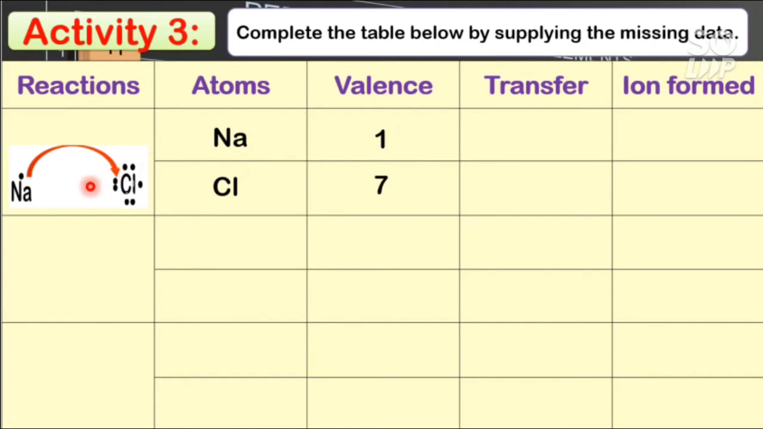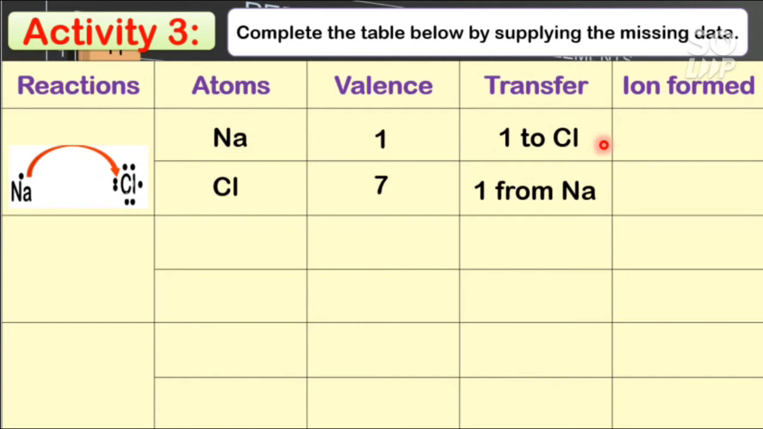How does the transfer happen? Clearly in our diagram, sodium transferred the electron to chlorine. How many? Only one, because you can see here one dot only. That represents an electron. Take note of that. So one electron is being transferred to chlorine and one electron is being received from sodium. So, from sodium to chlorine, which is only one, depending on the dots.